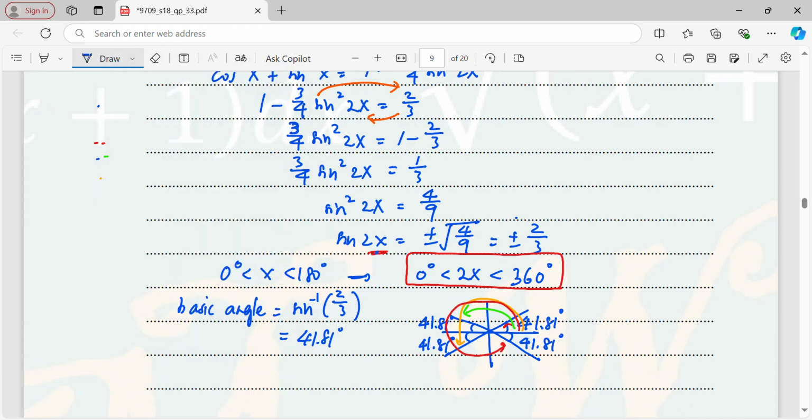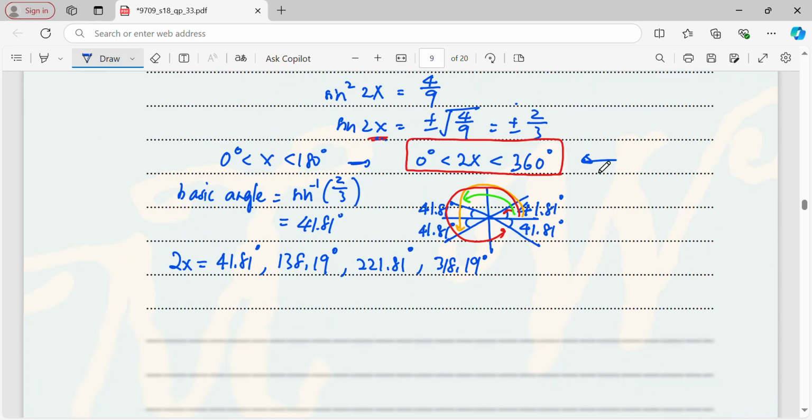So all this still belongs to 2x. So I have to write 2x equals to first angle 41.81. Second angle is in the second quadrant, therefore 180 minus 41.81, and you will be getting the angle of 138.19. Okay, the third angle, the basic angle plus 180 degrees, that is 221.81 degrees. And the last angle, that is 360 minus the basic angle, then you will be getting 318.19 degrees. So all these values are within the interval. That means we are safe.